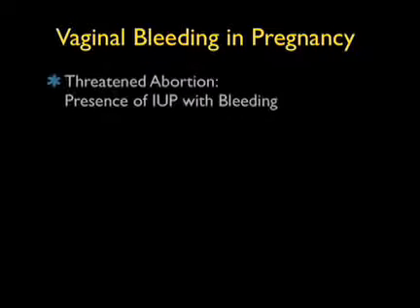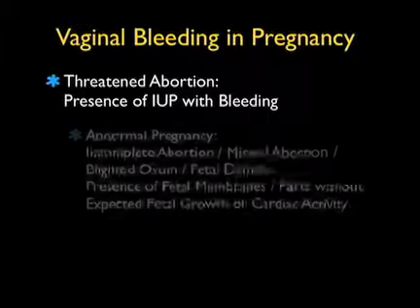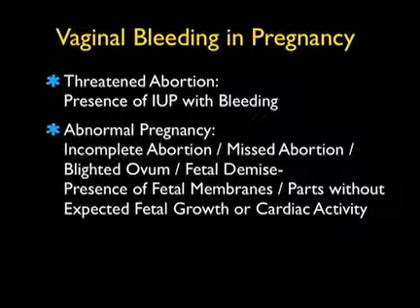Today's module will focus on vaginal bleeding in pregnancy, and we'll go through a bunch of videos showing the stages of pregnancy and as they show up on ultrasound imaging. In terms of this chief complaint, I'd like to break it down into four major diagnostic areas, the first of which is a threatened abortion, defined as the presence of an IUP, or intrauterine pregnancy with bleeding.